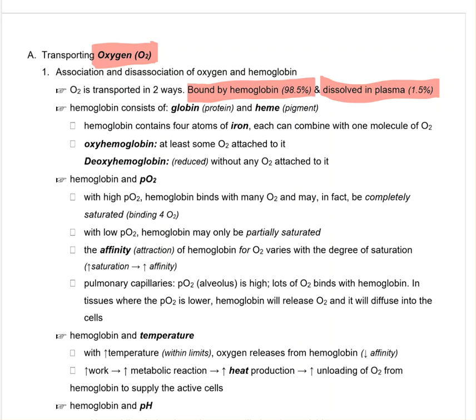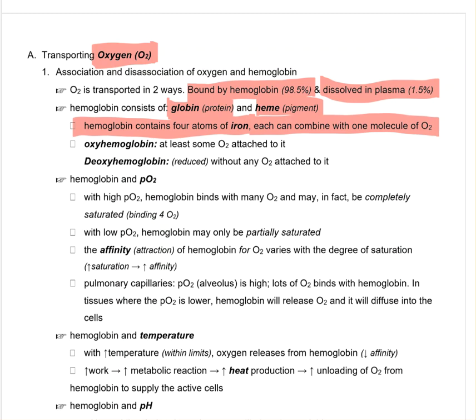Now, a couple other things before we go too far here on the next page. We want to remind ourselves about hemoglobin. So hemoglobin's got our globin protein and heme pigment. And there are 4 hemes. There's 2 alpha and 2 beta chains. Those are the globins. There's 4 hemes in the center of them. And each of those hemes has an iron atom in the center of it. All right. And so each can combine with 1 molecule of oxygen.